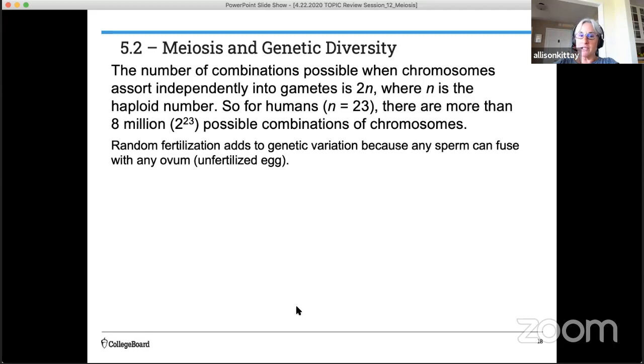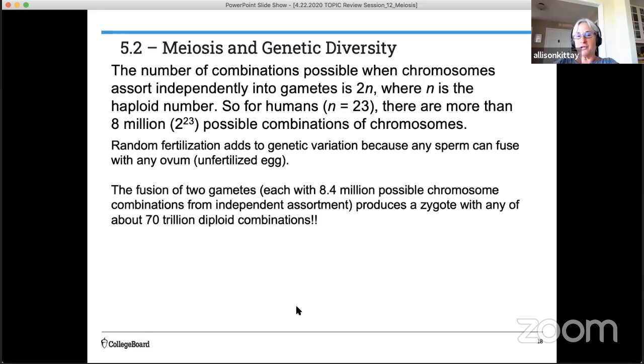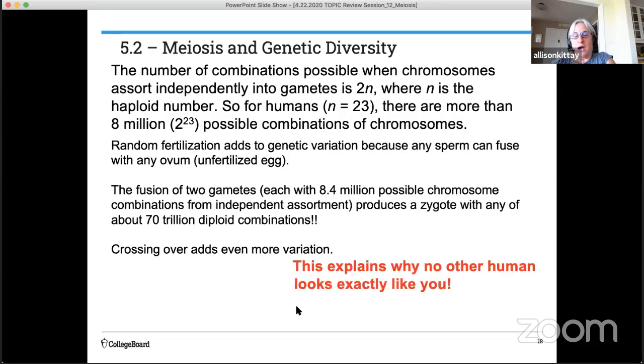Then random fertilization adds to genetic variation because any sperm can fuse with any egg. So the fusion of those two gametes, each with about 8.4 million possible chromosome combinations from independent assortment, produces a zygote with any of about 70 trillion diploid combinations. Crossing over adds even more variation. And that is why no other human looks exactly like you. Each zygote has a unique identity.